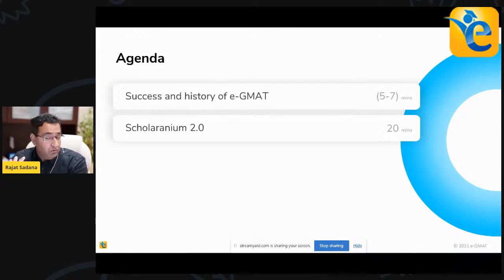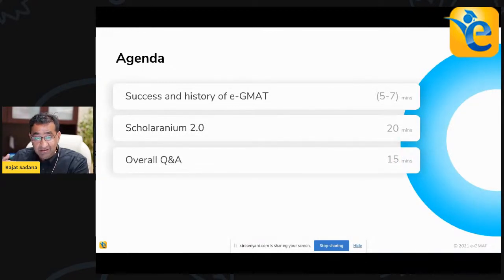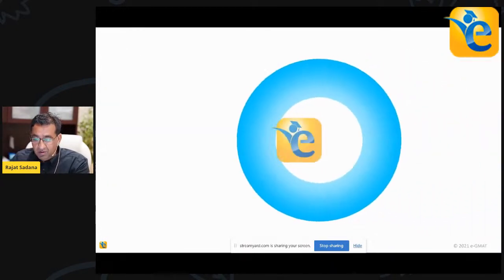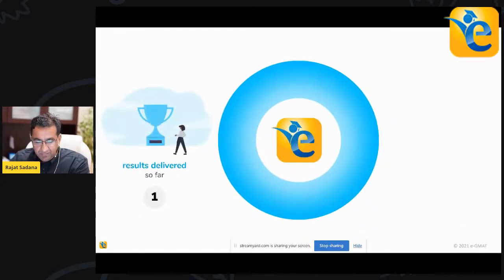Now, Scholaranium 2.0 has a ton of features. I'm not going to focus on all of them. I'm going to focus on two objectives that we created Scholaranium 2.0 with, and how you fulfill those objectives, and I'm going to show about three demos while doing that. And then towards the end, we'll have Q&A, and I can really see some excellent questions. Some of those questions that you've asked will be answered during the course of the session. Others that haven't been, I'm going to reserve some time towards the end. It's a fairly short presentation. I plan to wrap my part up in about 40 minutes and give you enough time beyond that. So with that, let's talk about e-GMAT.